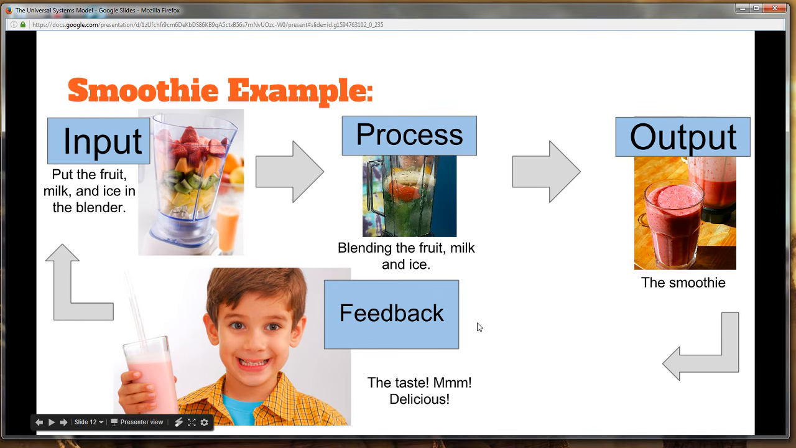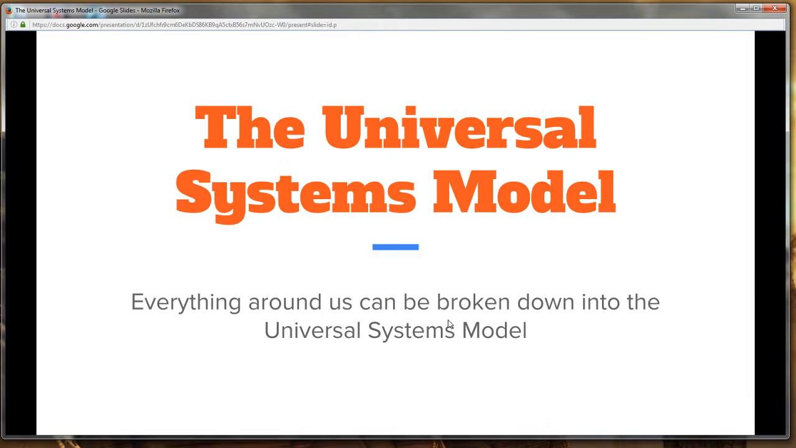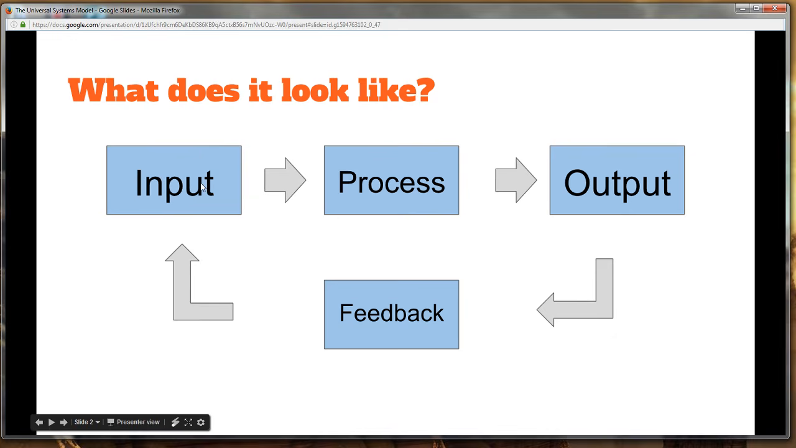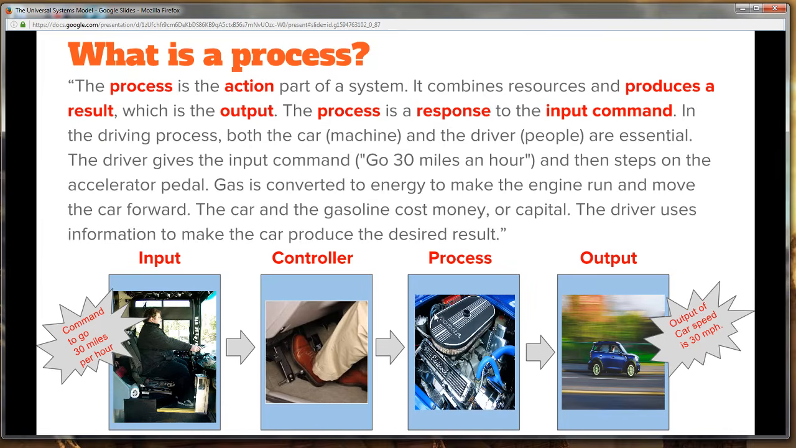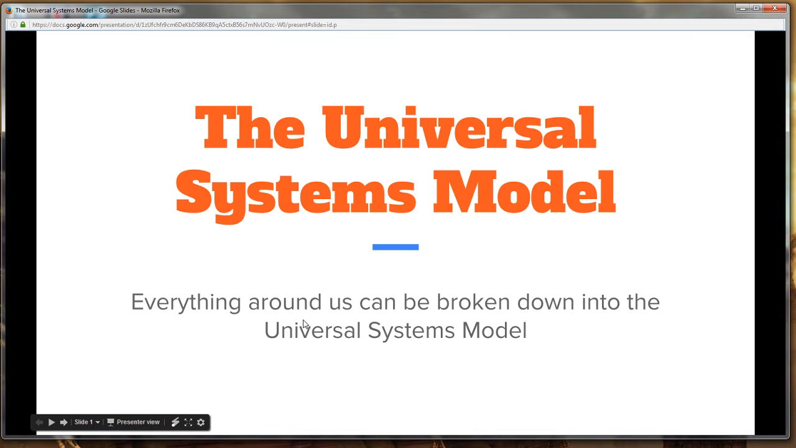So you can see that the universal systems model can be used to describe many different things, smoothie or riding a skateboard. I want you to remember, though, that there are four main components: input, process, output, and feedback. And part of that whole process are seven technological resources, which are people, money, time, information, energy, materials, and tools and machines. The universal systems model, everything around us can be described by it.